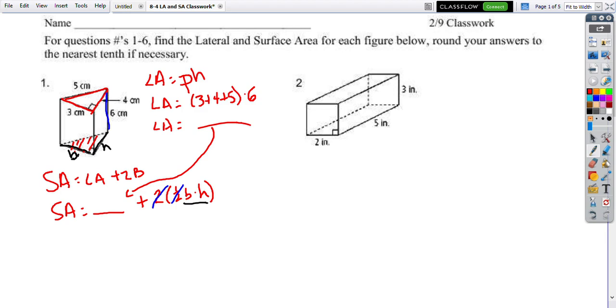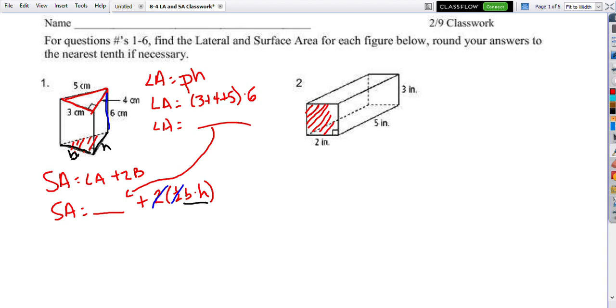Okay, next shape is a rectangular prism. We're going to use this side as our base right here. Okay, so that's our base. You should know that. We have to tell you what the base is before we begin. Change the base could change the lateral area. Surface area will stay the same.